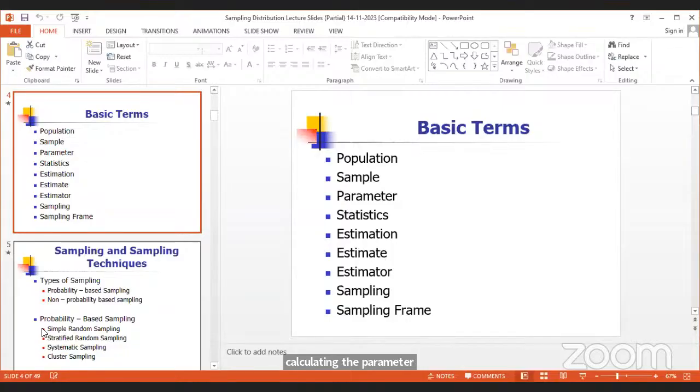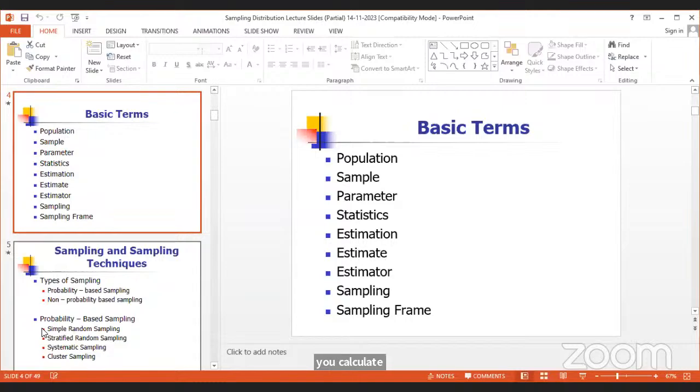Now, estimation can be divided into two. We have what we call point estimation, and we also have interval estimation. Point estimation and interval estimation. There are times that you calculate for a parameter and then you arrive at a single figure.